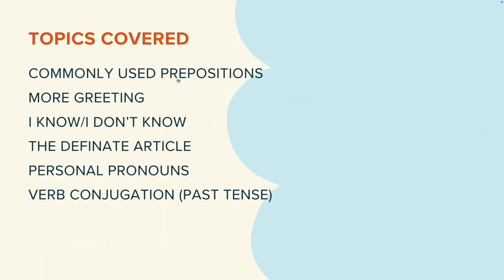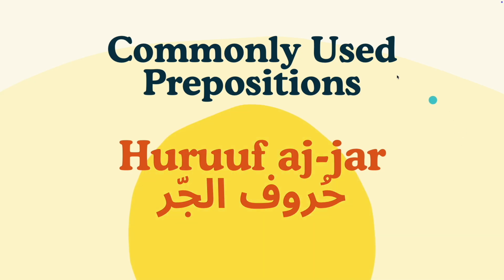The topics covered in this lesson are commonly used prepositions, more greetings, I know, I don't know, the definite article, personal pronouns, and verb conjugation in the past tense. So let's start with prepositions. Prepositions in Sudanese Arabic is حروف الجر.